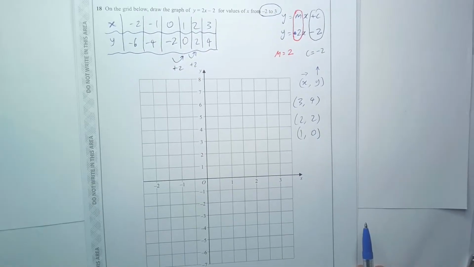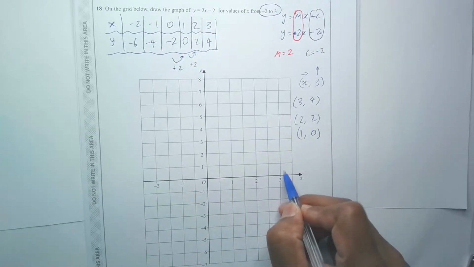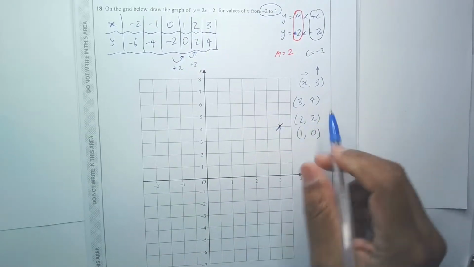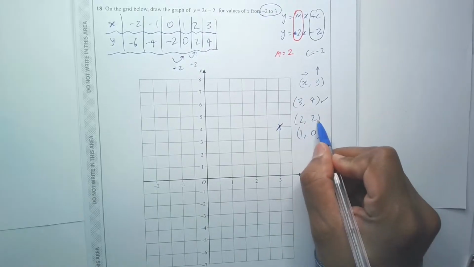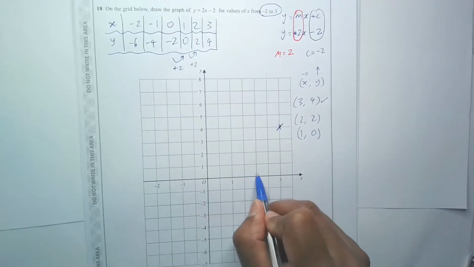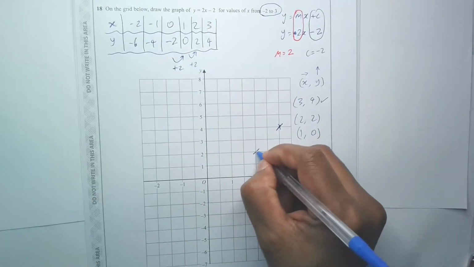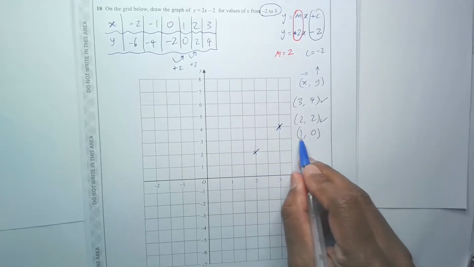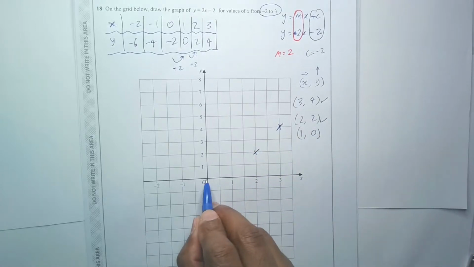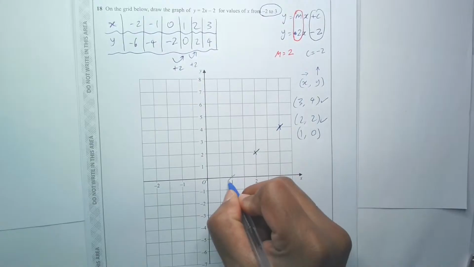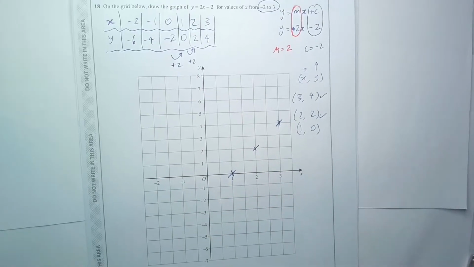And now I can just plot these points. Along the corridor 3, up the stairs 4, tick that off. Along the corridor 2, up the stairs 2. And then along the corridor 1, up the stairs 0. So start from the center, along the corridor 0. Those are my 3 points.